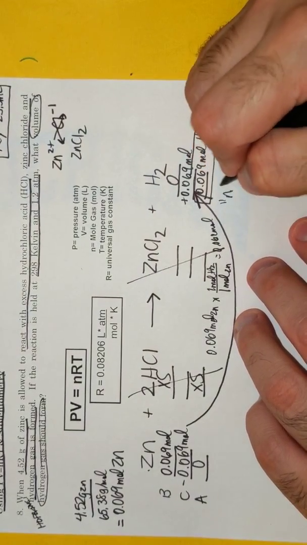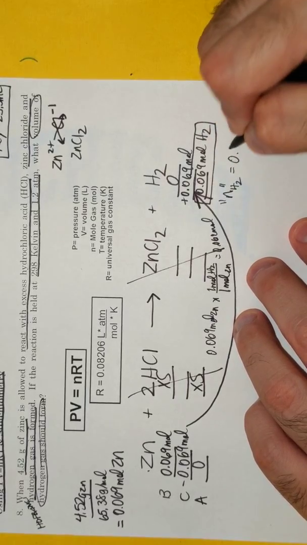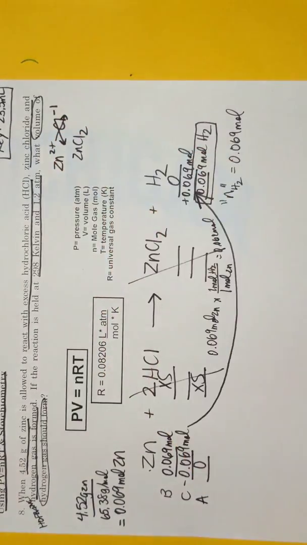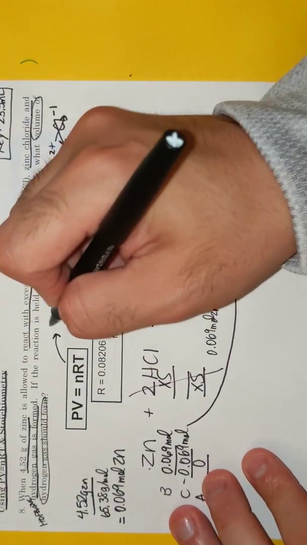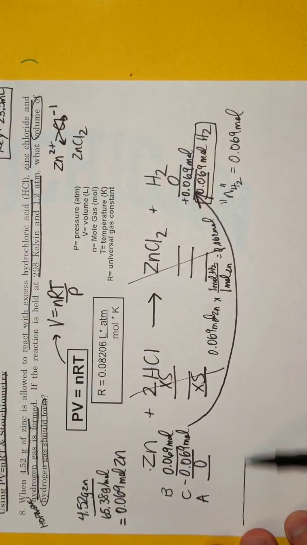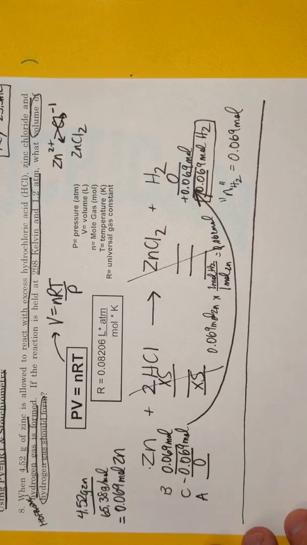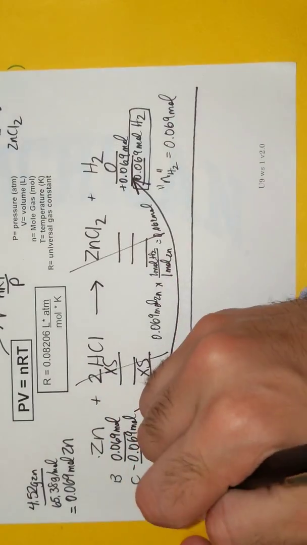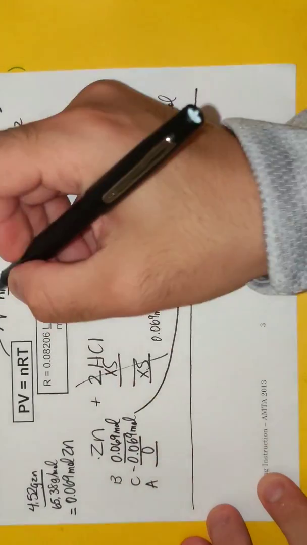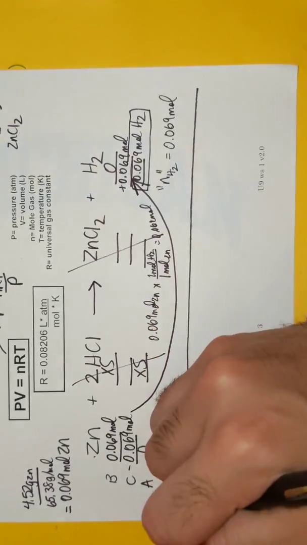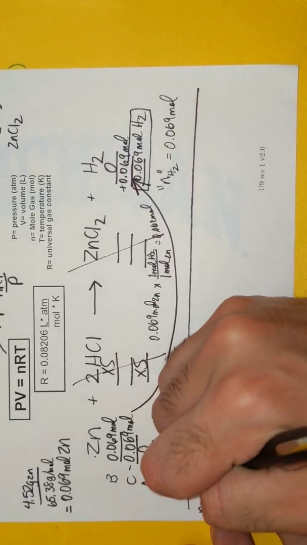That's my value of n. My n for H2 is 0.069 moles. But the question asks for volume. How can I get volume using the ideal gas law equation? Well, I could rearrange it: volume is equal to nRT over P. Now that I have my number of moles, I can plug and chug into PV equals nRT, using the rearranged version. So V is equal to nRT over P, and I know that my n is 0.069 moles.